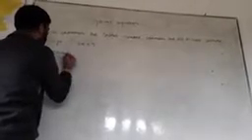The number which is with the variable, or which is the factor of the variable, what is it called? It is called the coefficient. Coefficient: the numerical factor of a term that contains a variable.